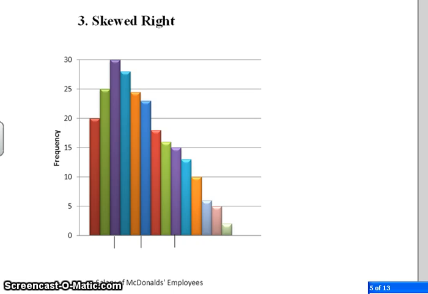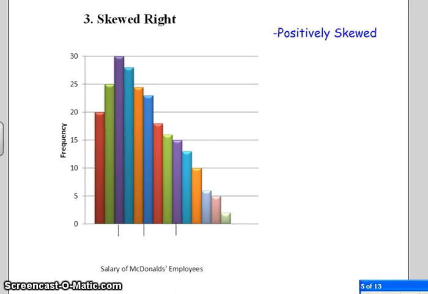Our third shape of a distribution is a distribution which is skewed right. This distribution can also be said to be positively skewed. The histogram we have this time shows the salaries of McDonald's employees. As we can see, the lower salaries, which are on the left end of our graph, have a much higher frequency than the high salaries, which are on the right side of the graph.